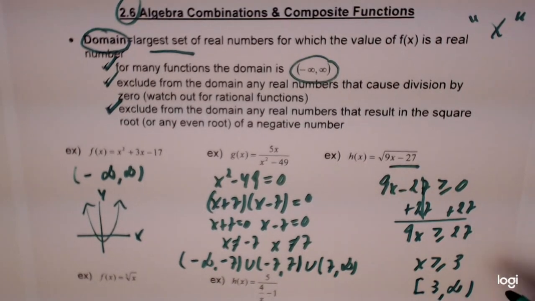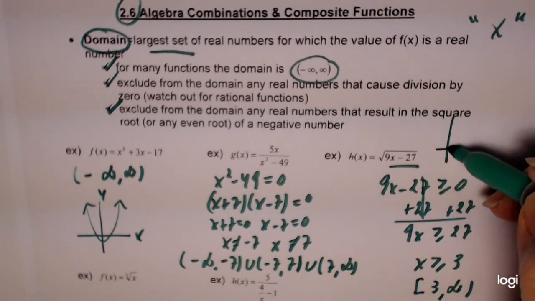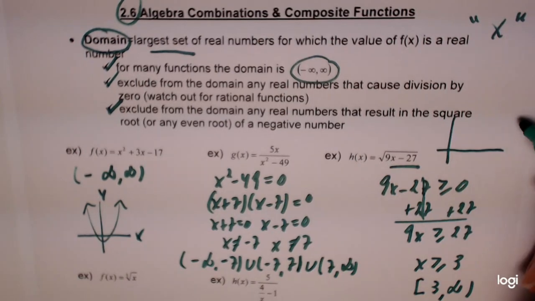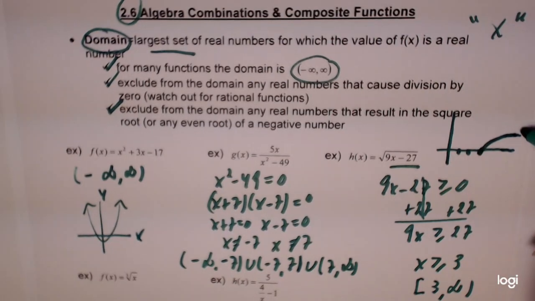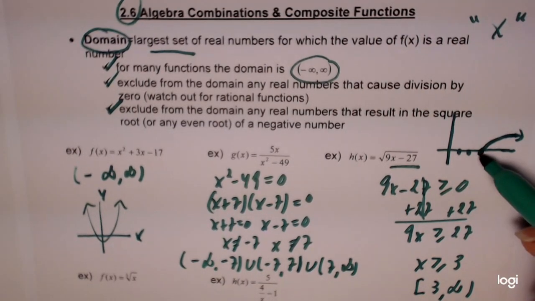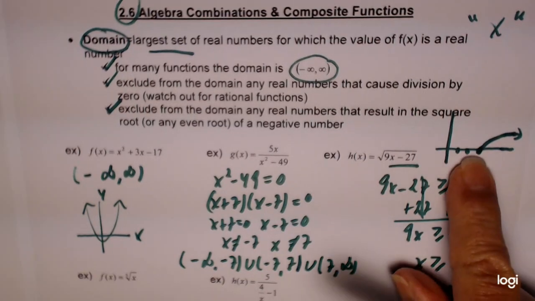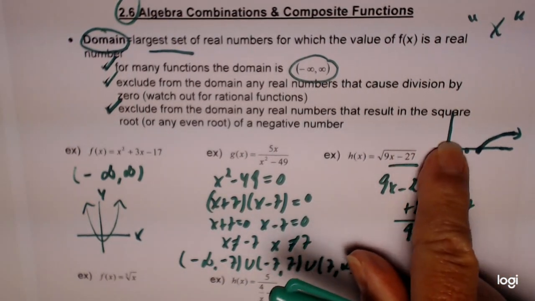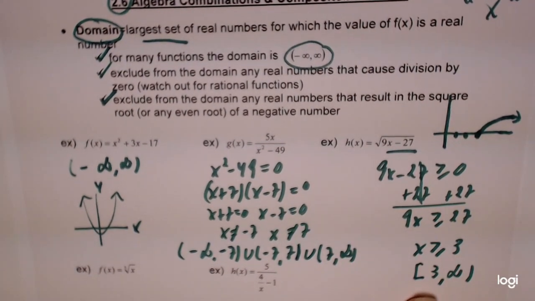If we were to graph this, remember our square root function looks like that arm going. So here, 1, 2, 3, again, this is a very rough graph, but our square root function would be in this area of our graph, where we would start at 3 and go to positive infinity. So you can see there's nothing back here. So none of these values less than 3 here would be included in our domain.